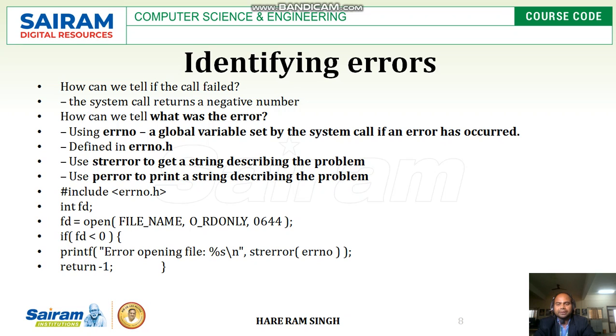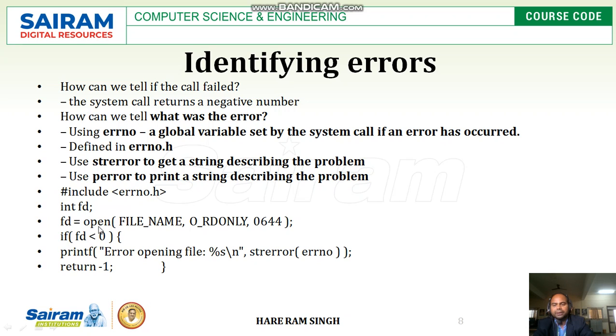Suppose the file is not opened for some reason, then the errno value will be set, which is a global variable. Another thing, the header file errno.h defines errno. Use the standard strerror to get a string describing the problem. For example, perror prints a string describing the problem.